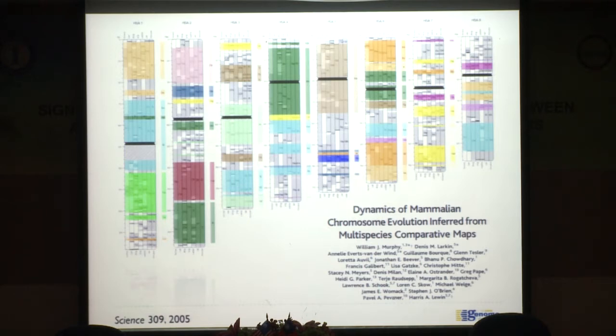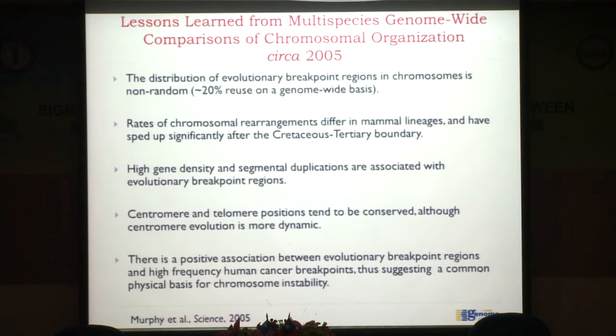And what our group did, in collaboration with Steve O'Brien's group at NCI, where Bill Murphy was at the time, with my former postdoc Dennis Larkin and graduate students Annalie Everett Vanderwind, is we developed methodologies, data visualization approaches and bioinformatics tools to begin to combine the data from DNA sequences and DNA maps and to be able to compare genomes to one another at very high resolution. And this is just an example of what the visualization looked like.